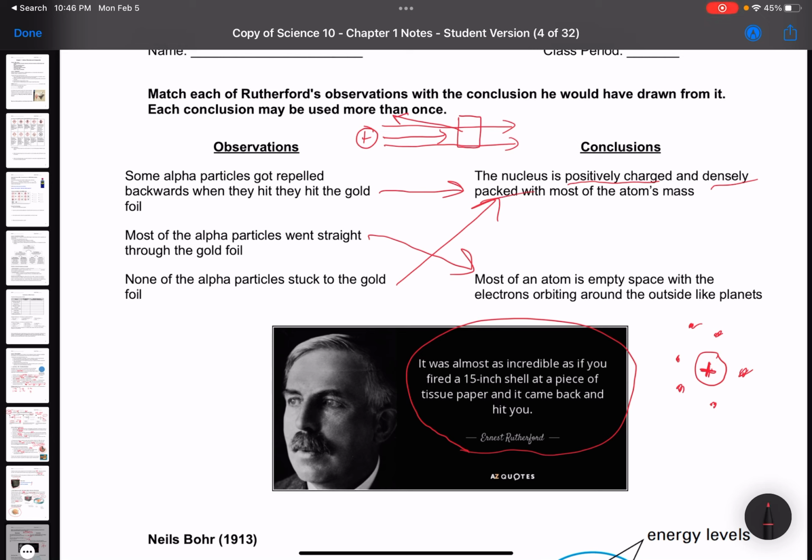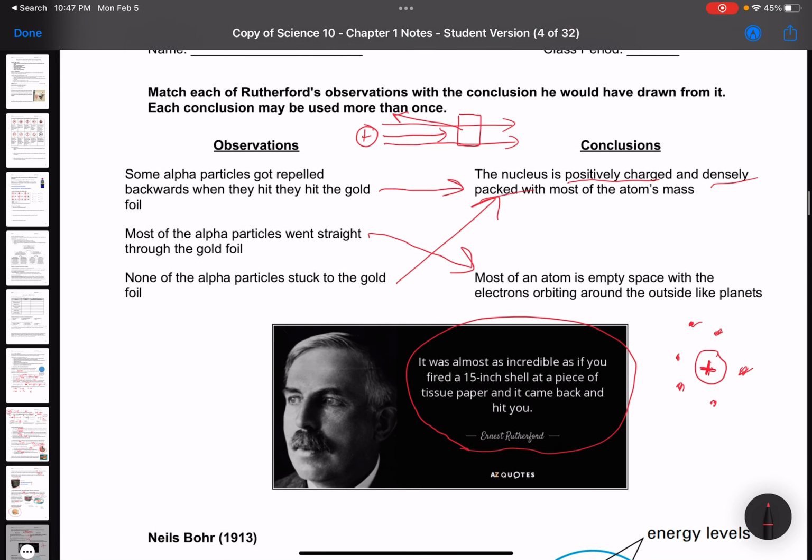So we're getting a little closer to the image of the atom. We have a positively charged center, and we have electrons floating around the outside. Remember, Thomson thought the electrons were inside. Now Rutherford is saying the electrons are on the outside.